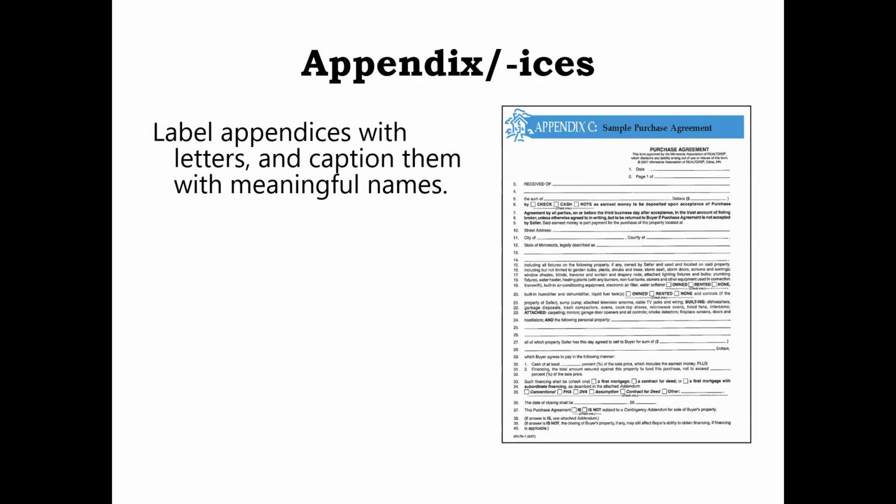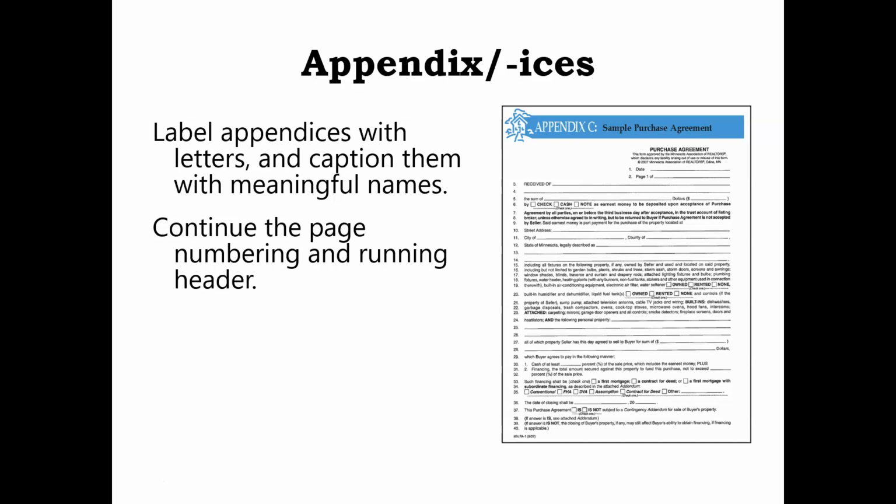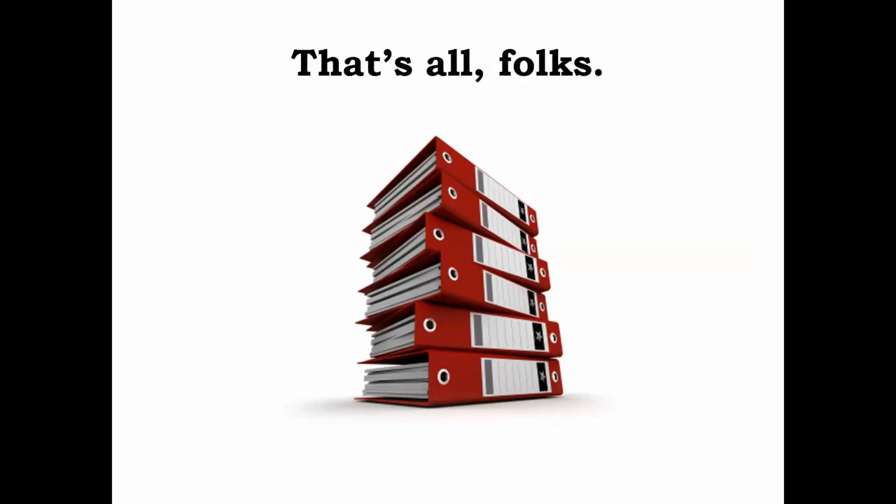Also, you want to label your appendices with letters. For example, the one we have over here in the sample, Appendix C, Sample Purchase Agreement. So give it a letter and then give it a meaningful name. You also are going to continue the page numbering and running header that you have used on the rest of the document. So your introduction started on page 1 and your main body ended on page 514. Well, maybe then page 515 is Appendix A. Include that same running header or footer as well. And that's how it goes.